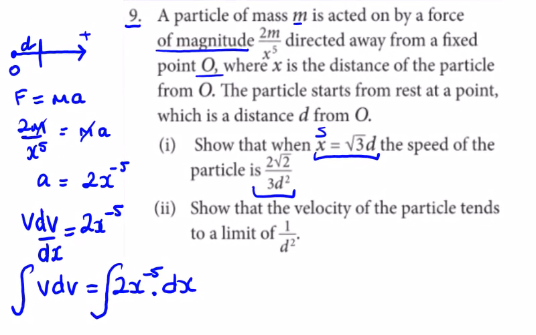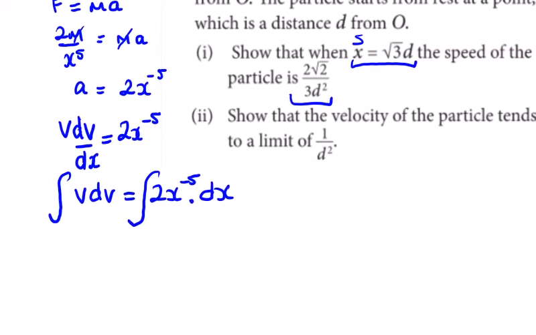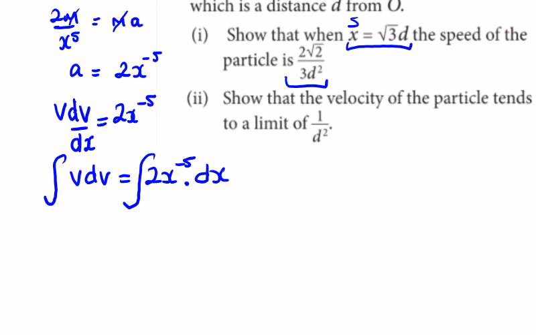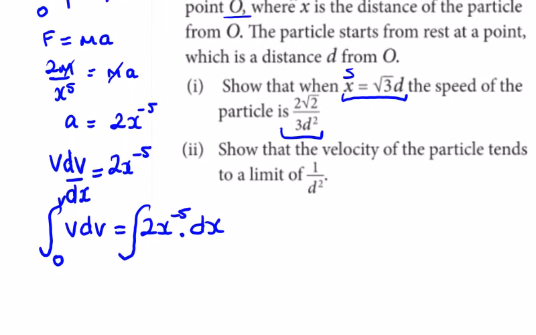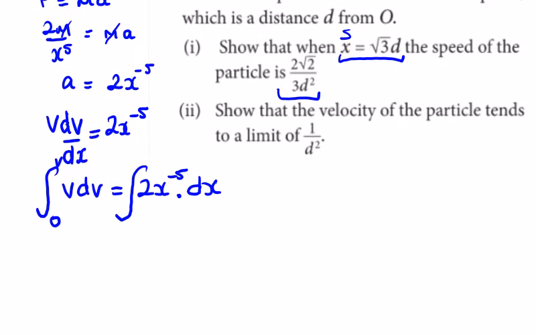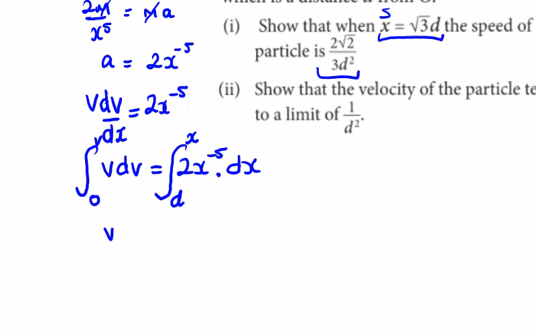It's starting from rest, so we just have our regular limits, our 0 and v, and then distance wise it's starting at distance d from O, and it's in terms of x, so we have to have an x and a d here. So we're going to get v squared over 2. 0 won't have any impact.